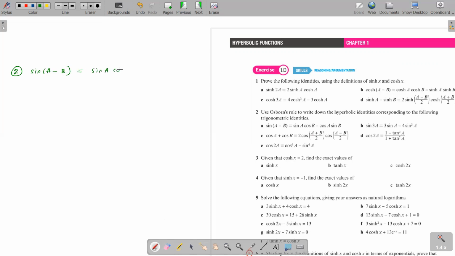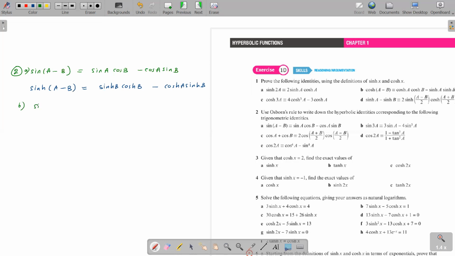equals sin a cos b minus cos a sin b. So converting this to hyperbolic, we get sinh(a minus b), right, guys, equals sinh a cosh b. Now you can see we don't have any product of sine terms, right? So you can immediately convert. It's going to be sinh a cosh b minus cosh a sinh b. The conversion is very straightforward here because you don't have any product of sine terms. Okay, guys, so that's the first question.